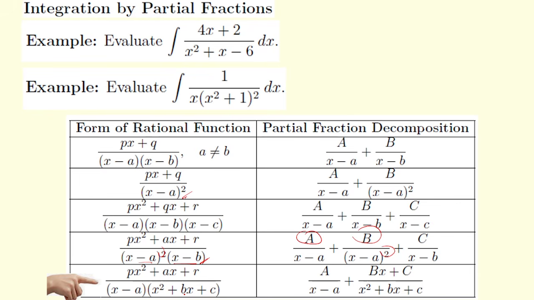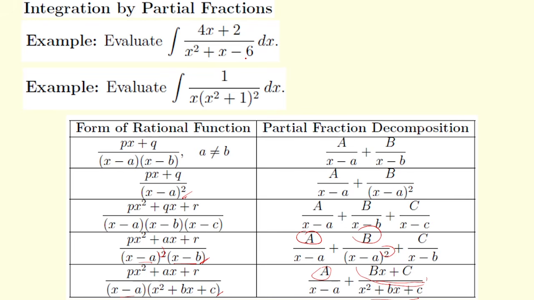If instead of a linear factor you have a quadratic factor, a non-decomposable quadratic function, x squared plus bx plus c, that we can't decompose into linear factors, then for the linear factor we will have a constant over x minus a. For the quadratic factor, we will take a linear numerator, bx plus c, over the quadratic factor. So you can proceed in this format for any multiplicity. Now let's see using the above examples.